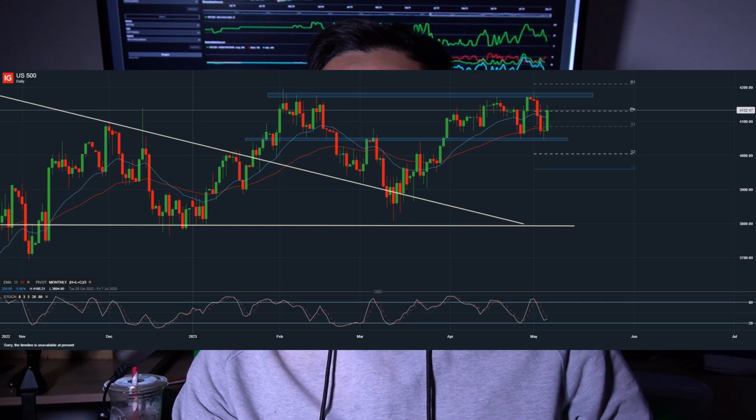S&P 500 found support around 4,000. Nasdaq also found support at around 13,000. However, based on my technical analysis, I don't really trust this bullish move.